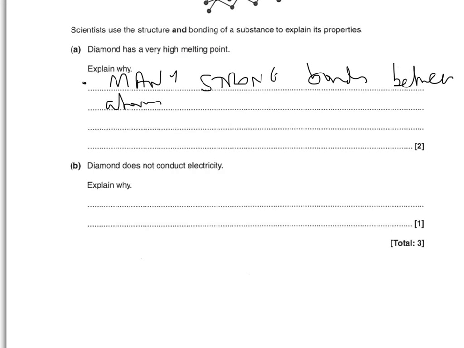And it says diamond does not conduct electricity. Explain why. If it ever asks you why something doesn't conduct electricity, you can say that it doesn't have free electrons. And that'll get you the mark.